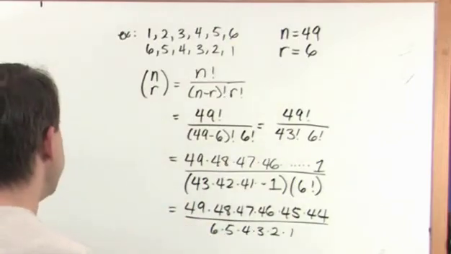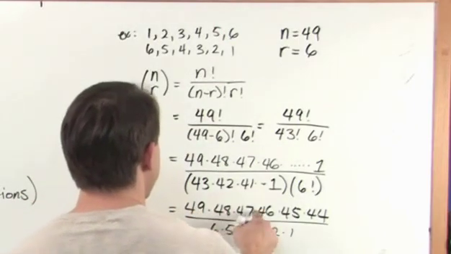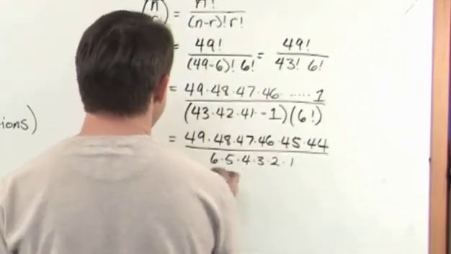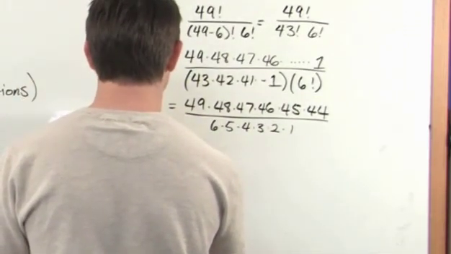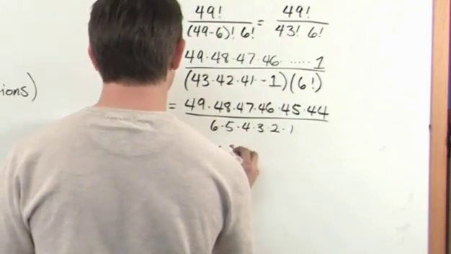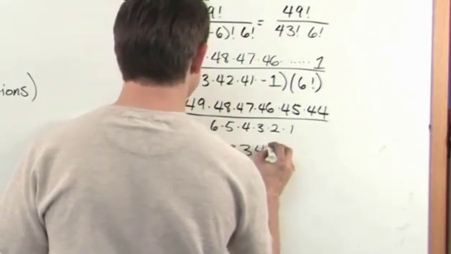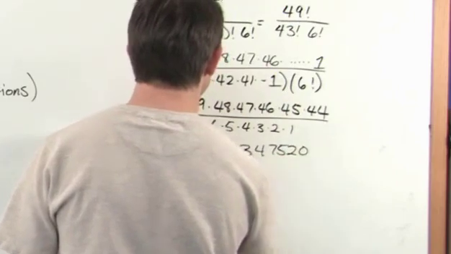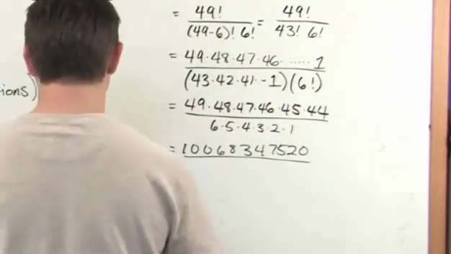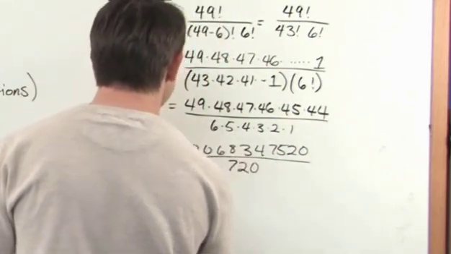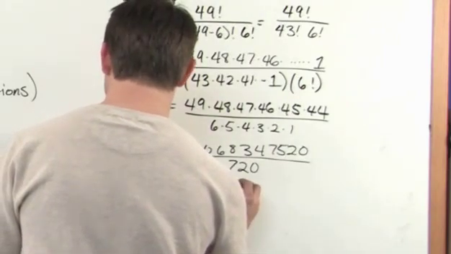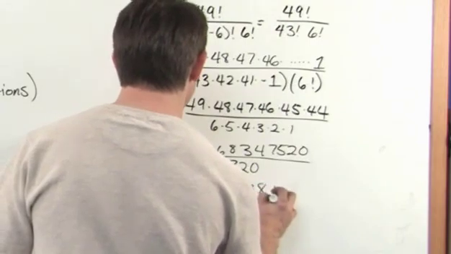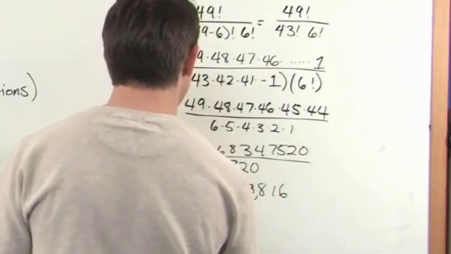Okay? And if you were to take 49 times 48 and on down to 44 and then divide it by this, on the top, you'll get a very, very large number. You'll have 1,006,834,752,0. And on the bottom, 6 factorial is just going to be 720. And when you divide those two numbers together, you will get 13,983,816. Okay?